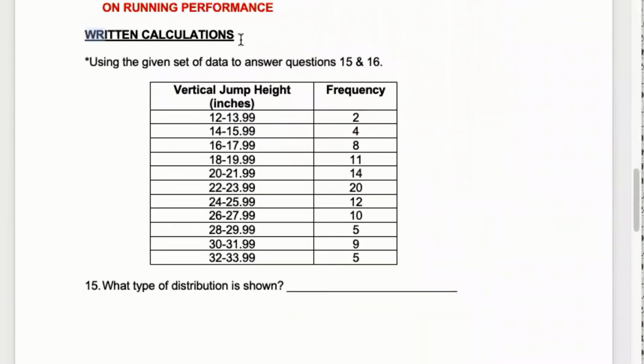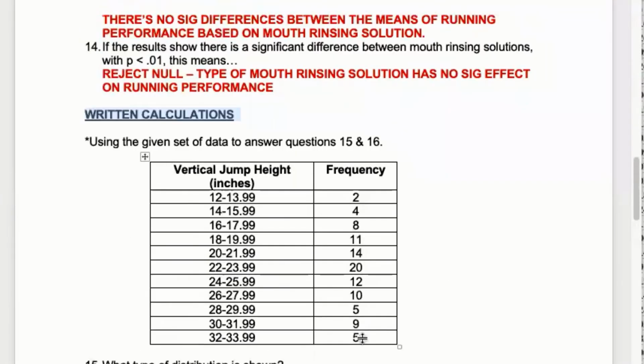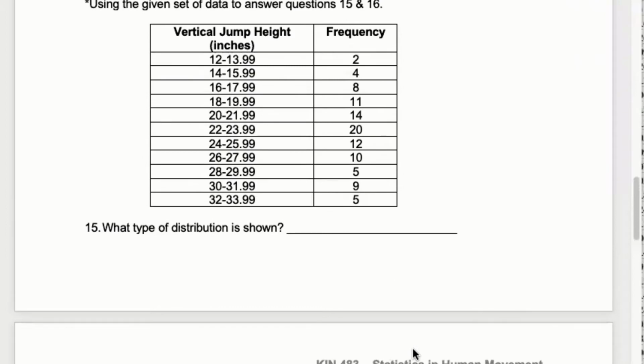I usually will break the test up into sections. So you'll have one that's more solely based on terminology, one that's based on conceptual stuff, and one that's based on Excel SPSS stuff. So written calculations, this will be the area where you might want to show your work. The Excel SPSS calculations, you can still show your work in those parts, but that'll be the area where you just type a number in or you type your interpretation of the result that you got. So that's the distinction between these two sections.